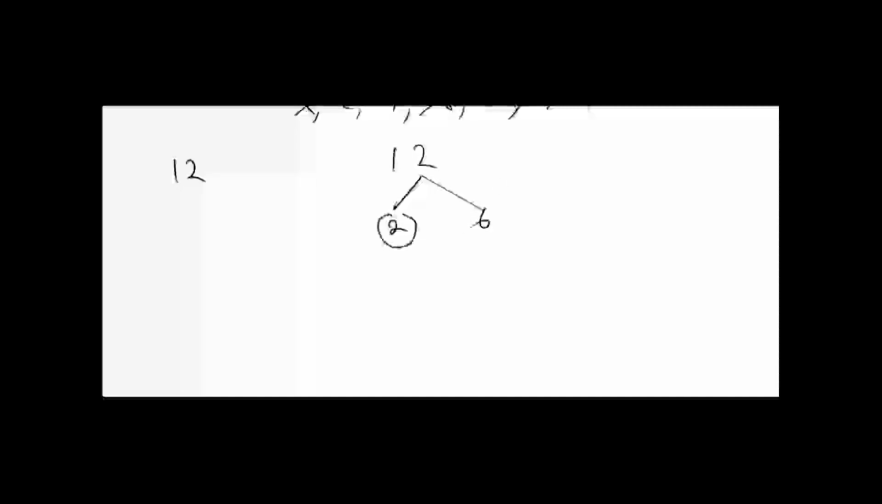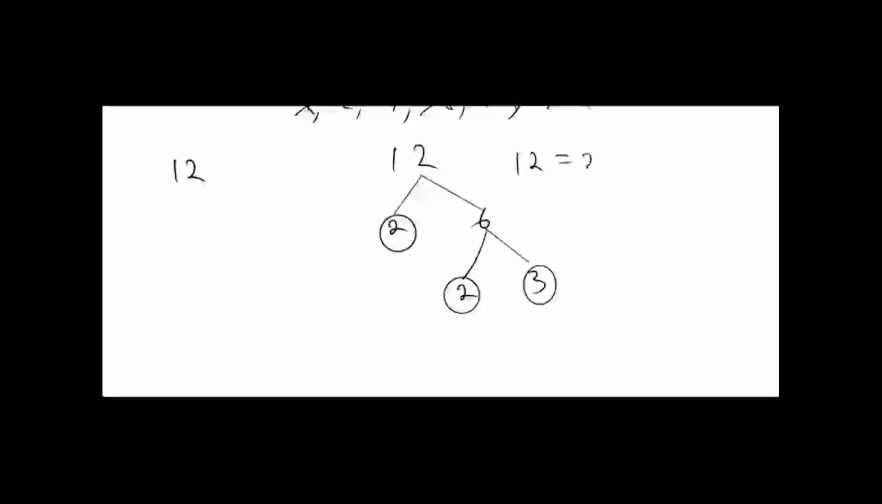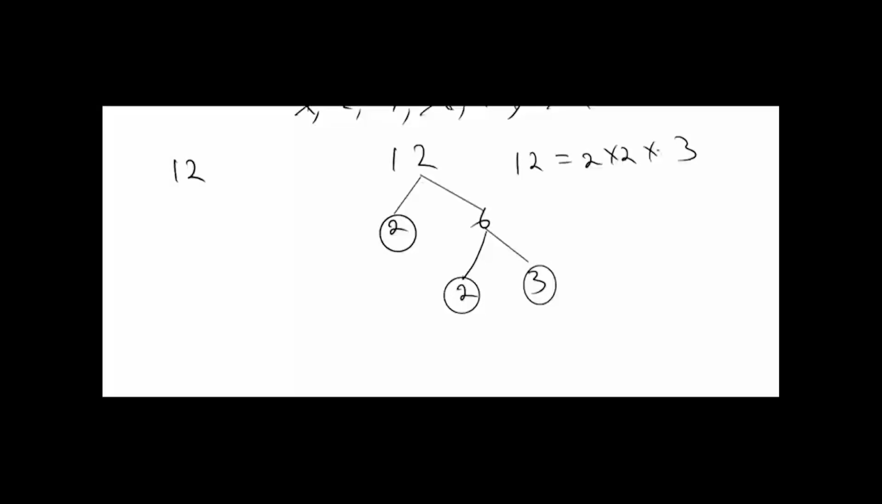So 2 is one of my answers because it is a factor of 12 and it's a prime number. That means I need to split 6 again, into 2 times 3. 2 is a prime number. 3 is a prime number. That means if I want to write 12 as a product of its prime factors, then it will be 2 by 2 by 3, which I can write in index form as 2 to the power of 2, then by 3. So in the normal form, it is like this, and in index form, it is like this.